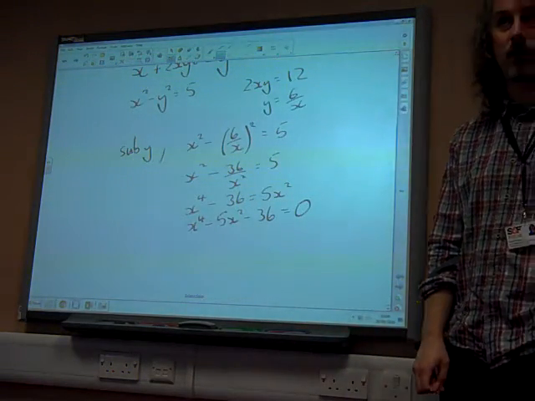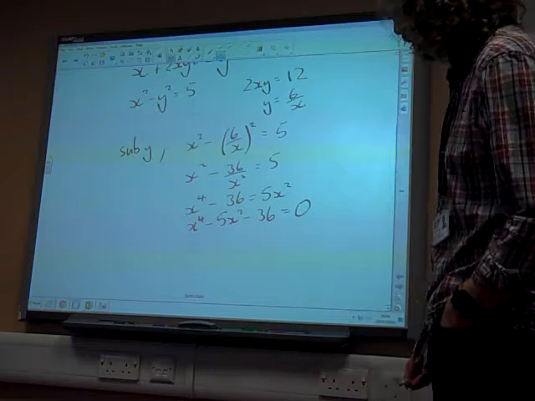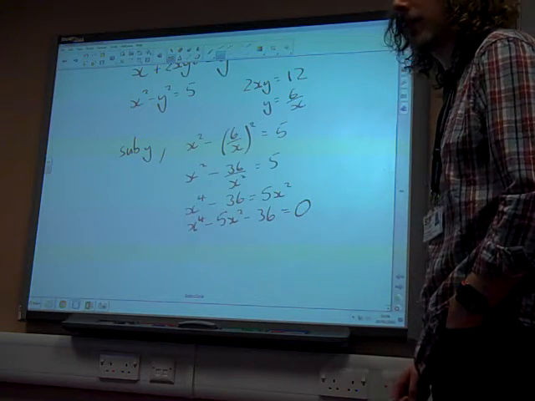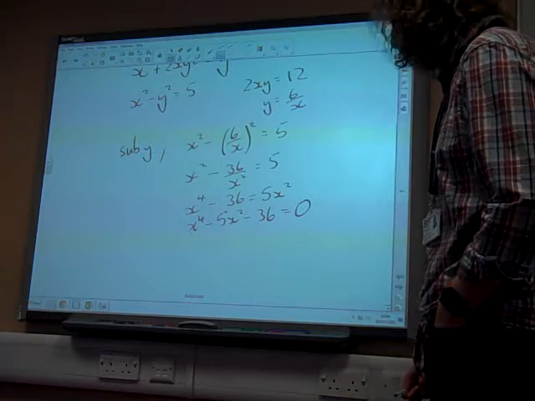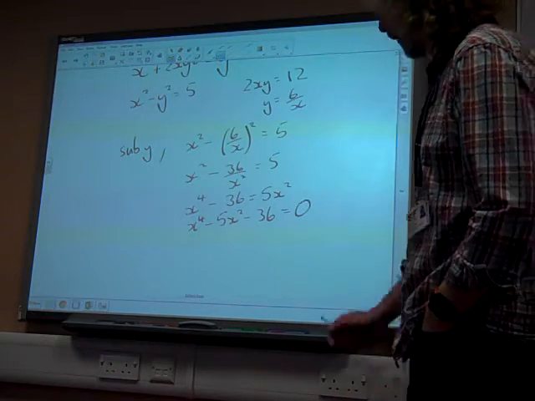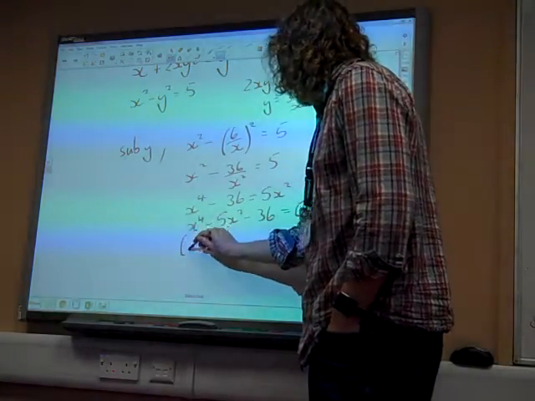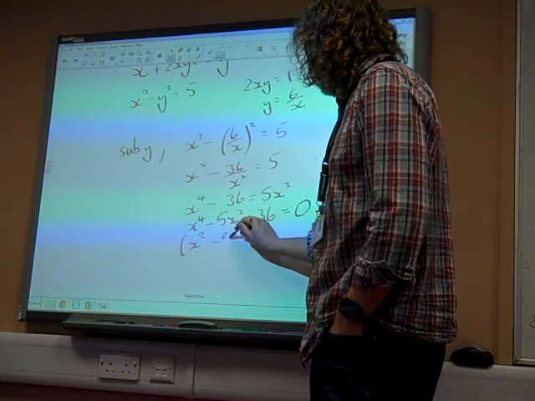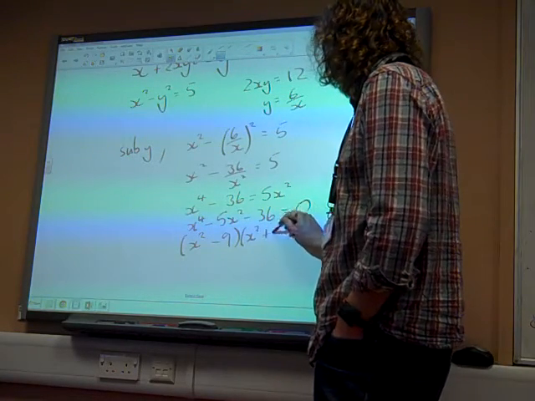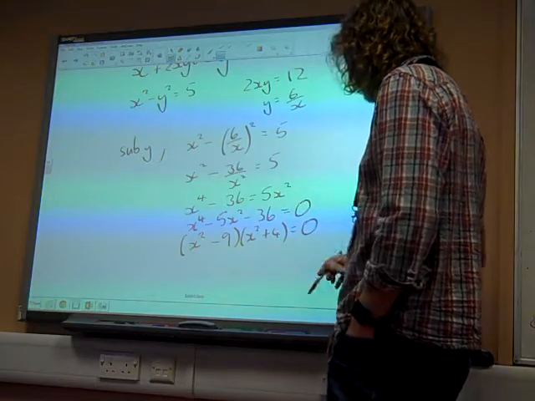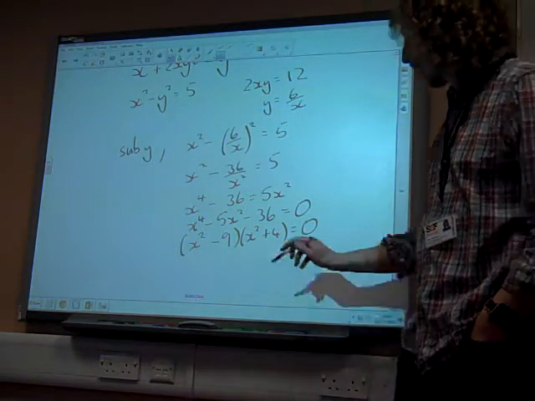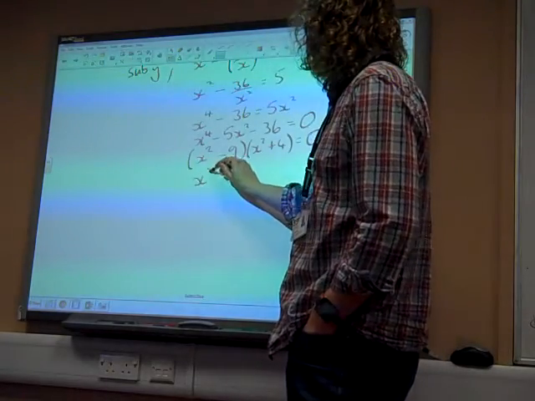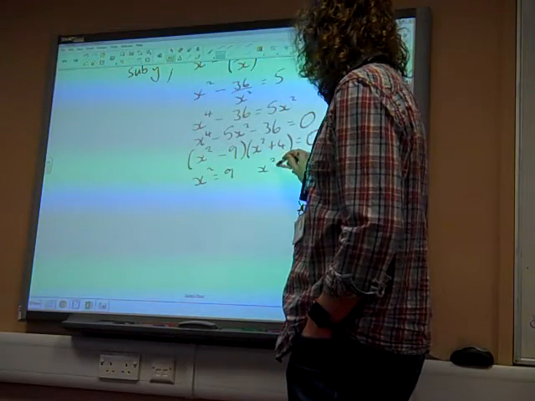Does it factorise? Let's see. Oh, it's exciting. 9 and 4. They look like good numbers. If we have x squared minus 9 and x squared plus 4, yes, there it is, factorised, giving us that x squared equals 9, or x squared equals minus 4.